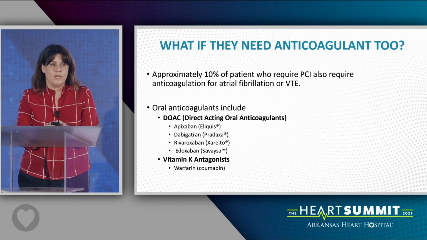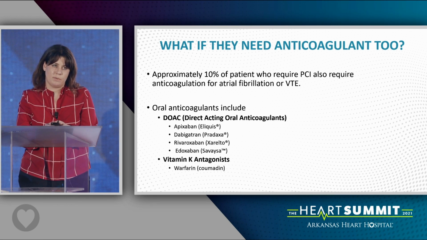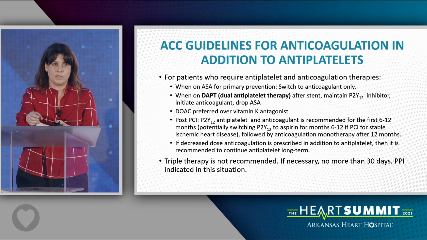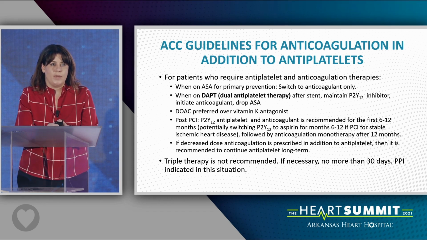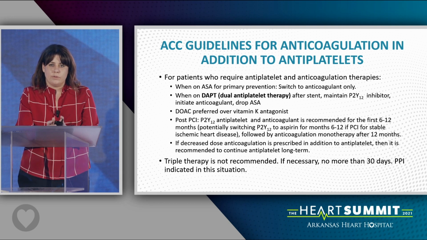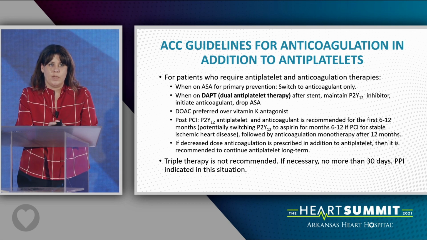So if we need to have anticoagulation in addition to antiplatelet therapy, the American College of Cardiology has some opinions on that. If the patient only needs to be on aspirin for primary prevention, we can switch them to anticoagulation only. If they are requiring dual antiplatelet therapy, we should maintain the Plavix, Effient, or Brilinta in addition to the anticoagulant, and we should drop the aspirin. Again, these are guidelines that you can look up. They are pretty standard across the board.